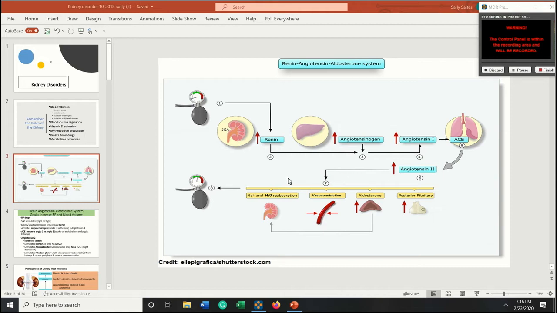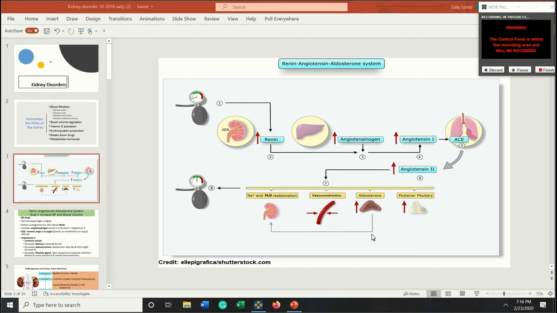So first, it constricts blood vessels, so it's a vasoconstrictor. And then it can stimulate the kidneys to retain sodium and water, which means that we are increasing our blood pressure. Remember, we started with low blood pressure and low perfusion, so we want the sodium and water to be reabsorbed to increase the blood pressure.